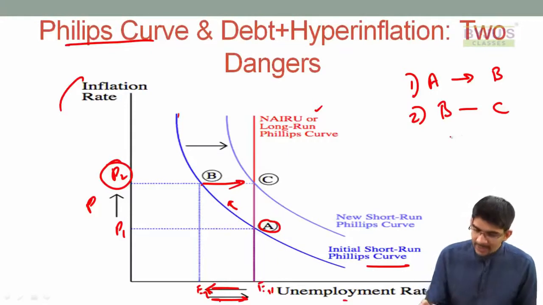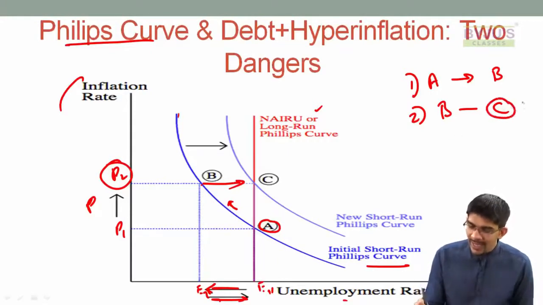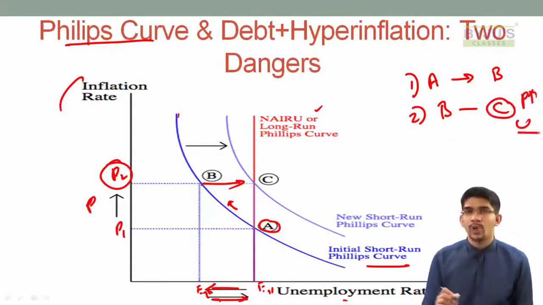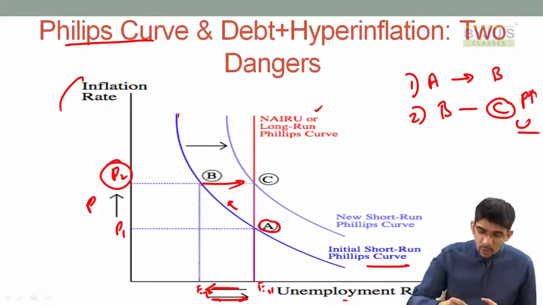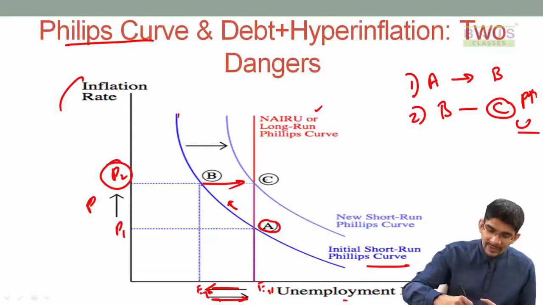So what have we done? We have reached point C now, which is high price and same unemployment. So what have we achieved? Nothing. Now, this is not the end of it. The story will continue because again, we will keep on doing this.